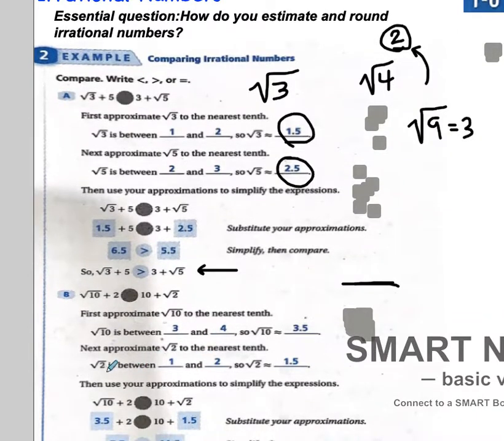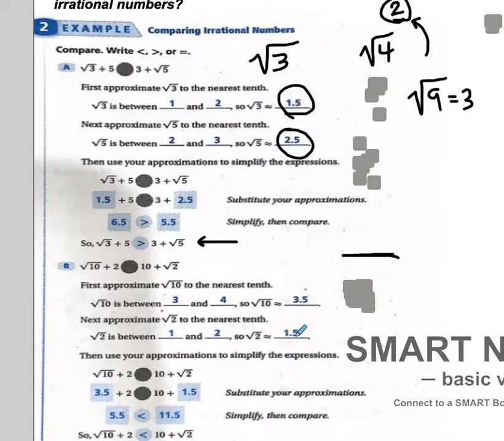Now we're going to do the same thing with the square root of 2, and we did this in the prior video. The square root of 2 is not 1, because 1 times 1 is 1. And it's not 2 because 2 times 2 is 4. 2 squared is 4. So it has to be between these two. So we're going to place 1.5 as the rough equivalent for the square root of 2, just like we did with the 3.5 for the square root of 10.